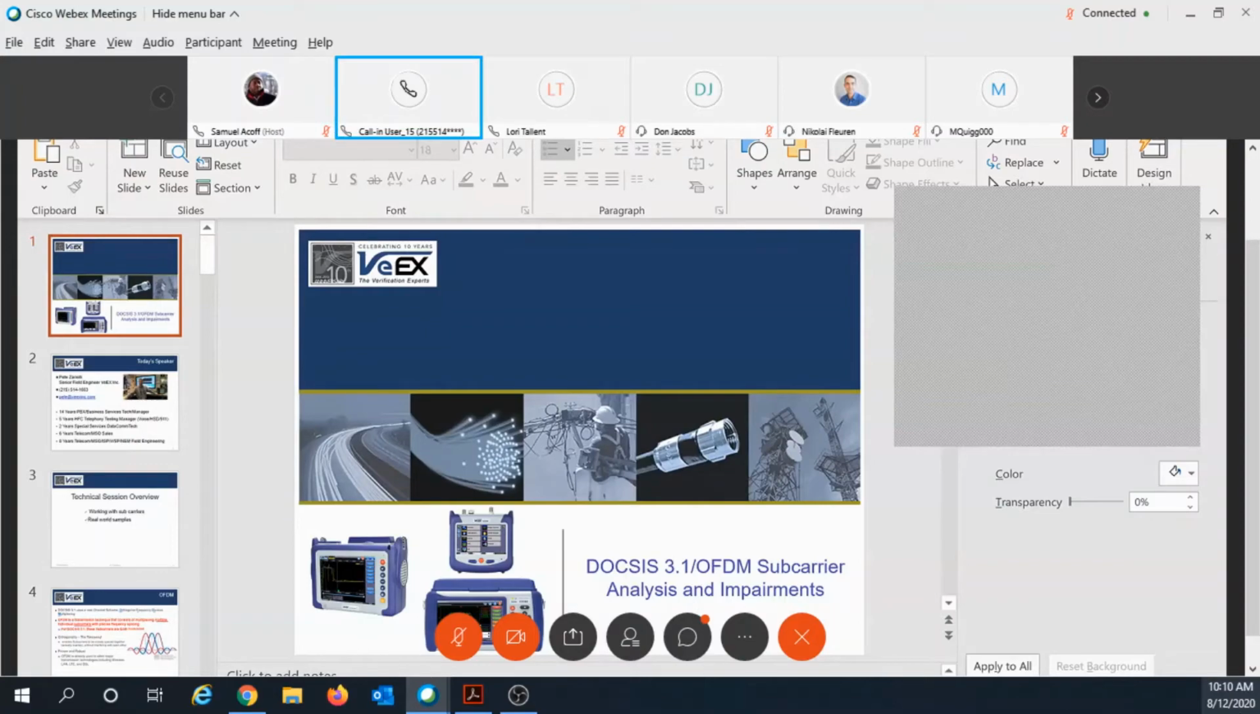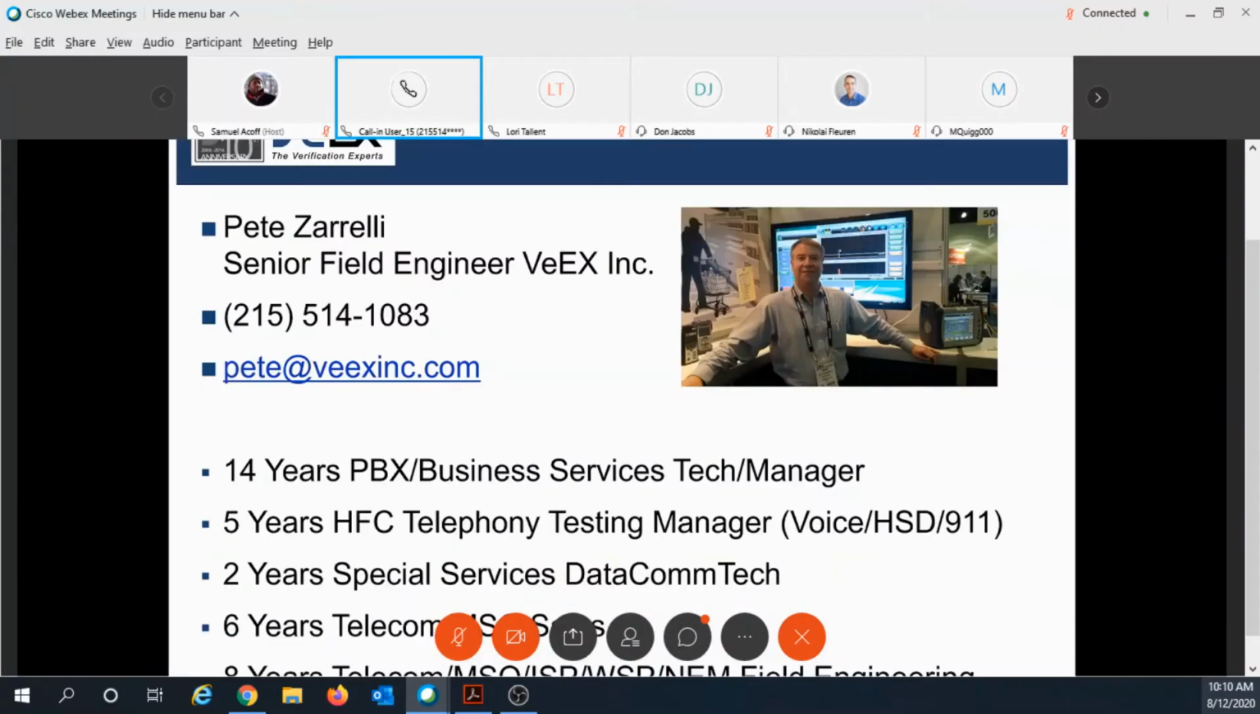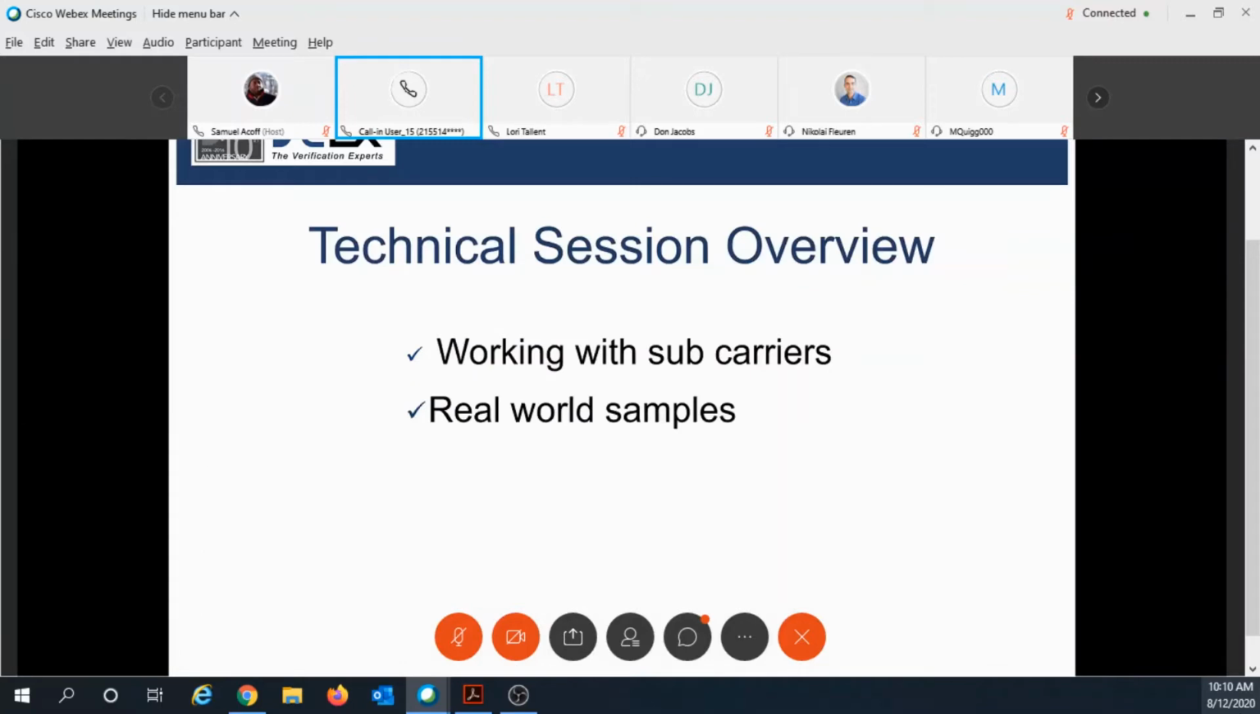What we're going to cover, like I said, is we're going to talk about working with subcarriers and then some real world samples. Those are really the more interesting pieces to the audience when it's technicians and folks like that.